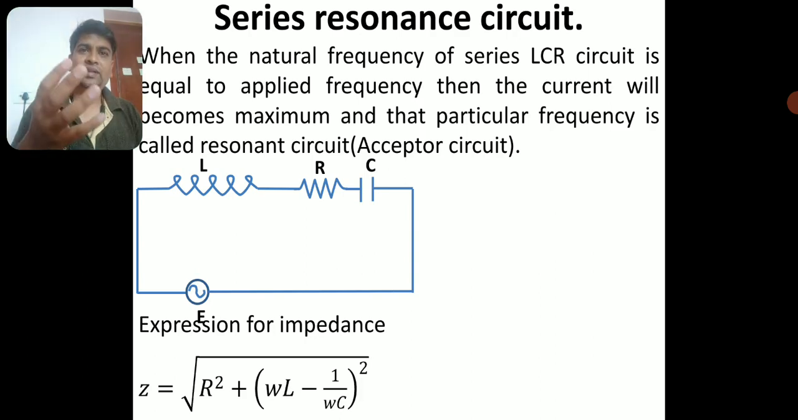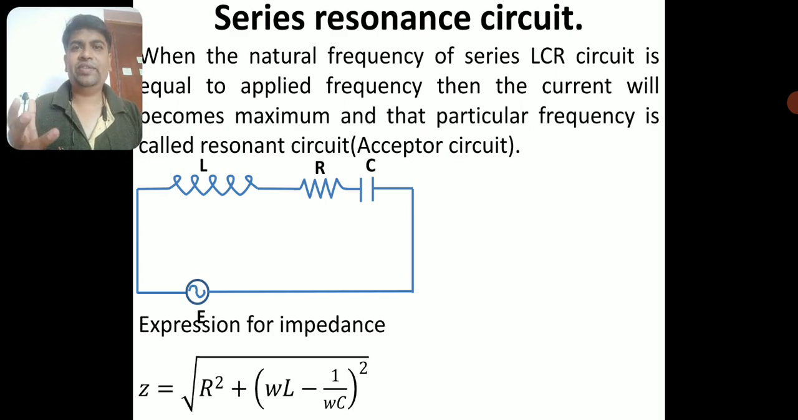Now, we know the equation for impedance, and I have derived an equation for impedance in the last class. Z equals square root of R square plus omega L minus 1 by omega C whole square. Omega L is XL, which is called inductive reactance. 1 by omega C is XC, which is called capacitive reactance. Z is the impedance.